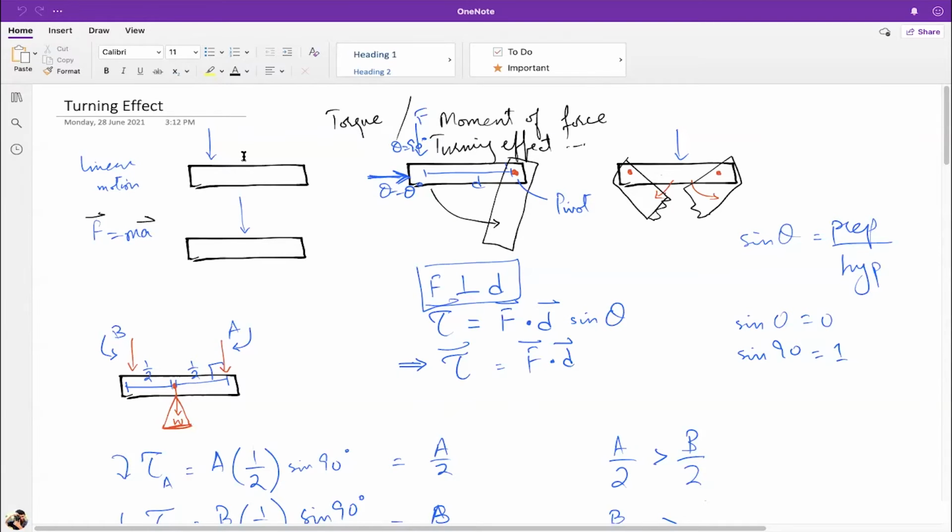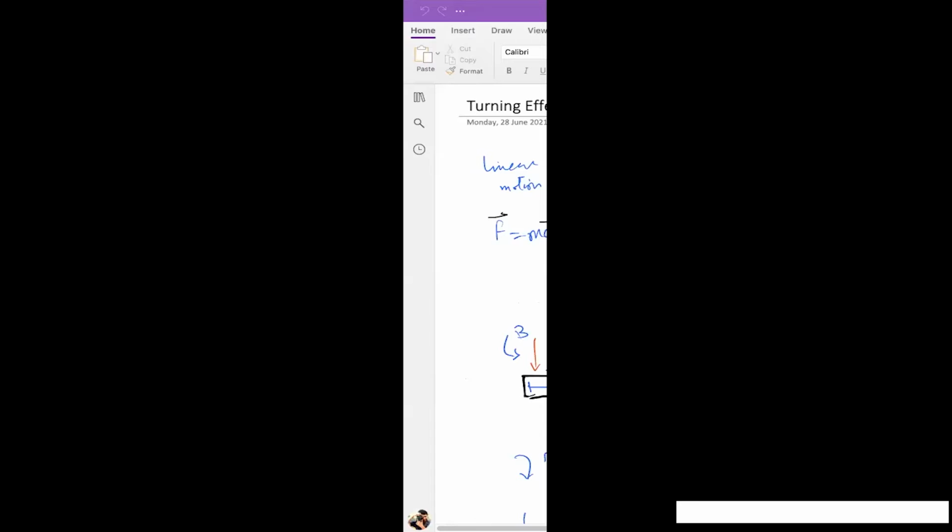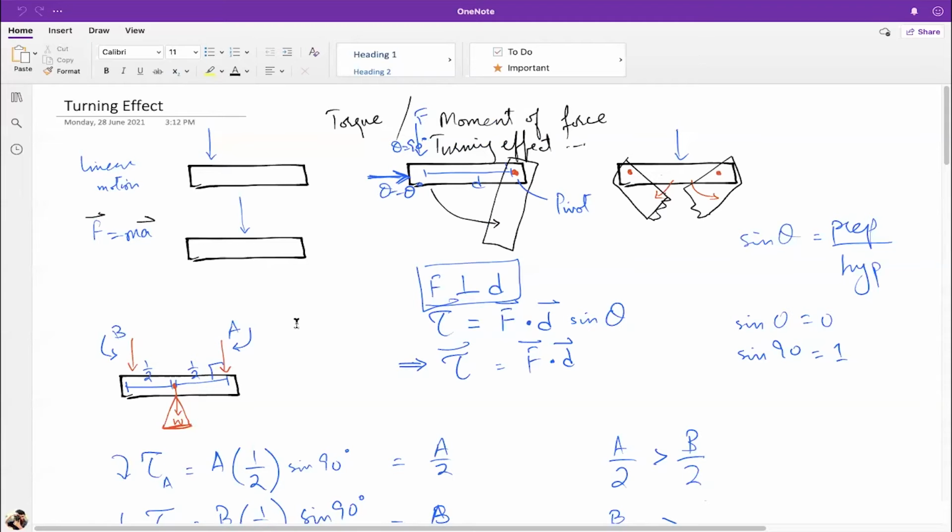And how much effect is produced depends on where the force is being applied, like how far it is from the pivot that you have, and also the force that you're applying. And it depends on one crucial factor: that force should be perpendicular to the distance or displacement from the pivot. So that was the turning effect.